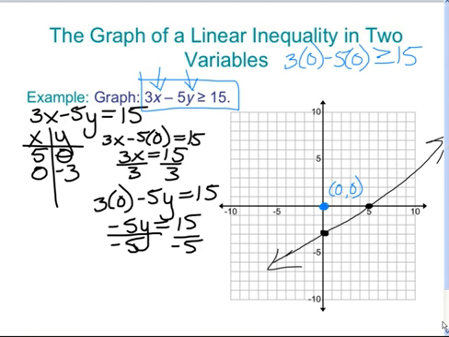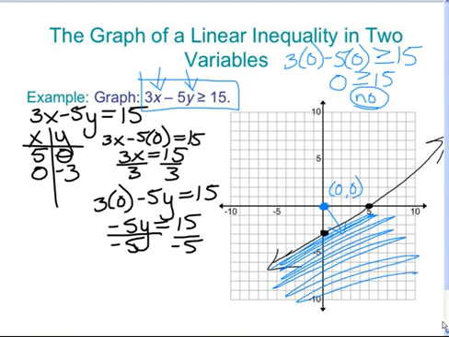3 times 0 is 0. Negative 5 times 0 is 0. So the question is, is 0 larger than 15? Well, no, it's not. Since this answer was no, I am not going to shade over top of the point (0, 0). I have to shade on the opposite side of the line from (0, 0). So I'm going to shade over here.